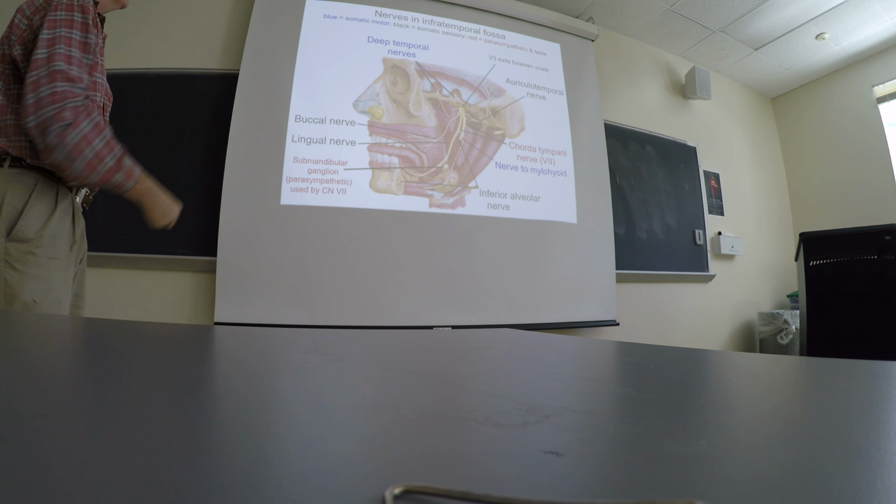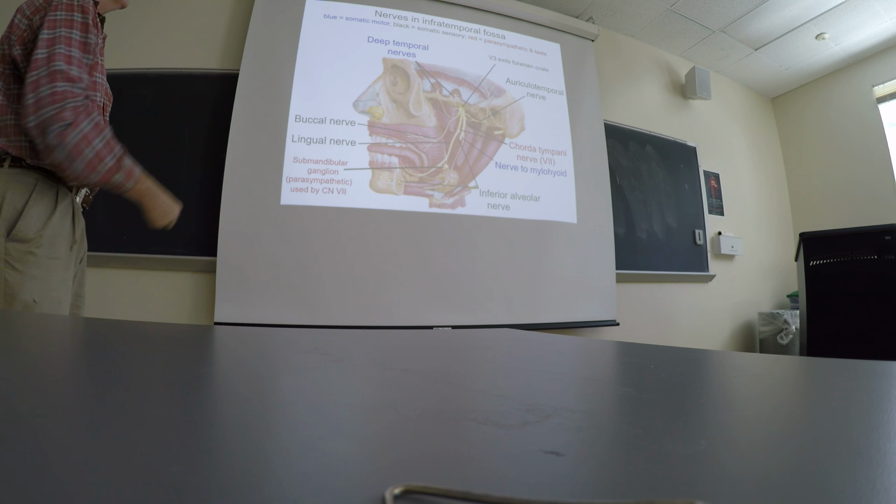Coming off of the inferior alveolar nerve is this little tiny nerve that goes down through that thing called the mylohyoid groove, and is called the nerve to mylohyoid, and it's actually going down to the mylohyoid right down there.